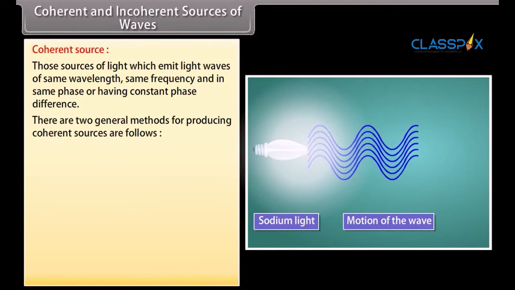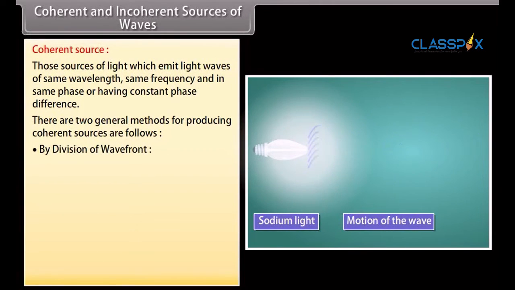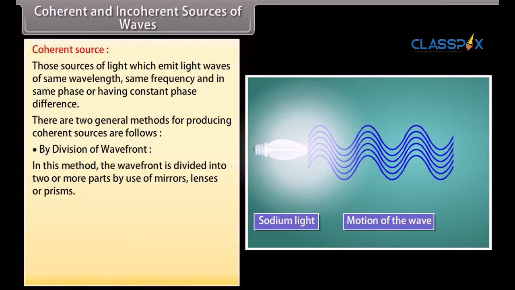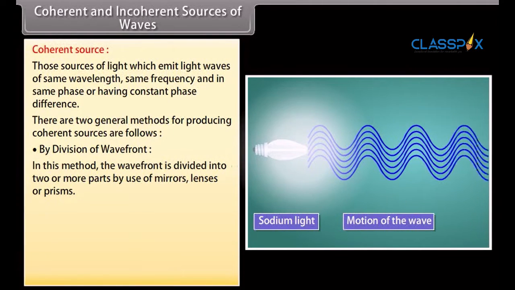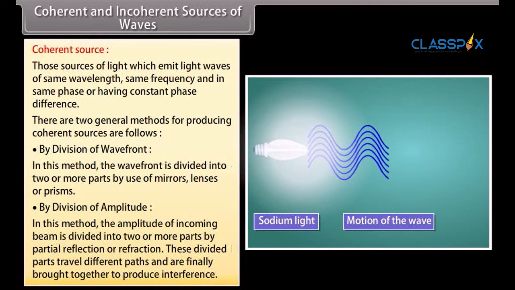There are two general methods for producing coherent sources. By division of wavefront. In this method, the wavefront is divided into two or more parts by use of mirrors, lenses, or prisms. By division of amplitude. In this method, the amplitude of the incoming beam is divided into two or more parts by partial reflection or refraction. These divided parts travel different paths and are finally brought together to produce interference.